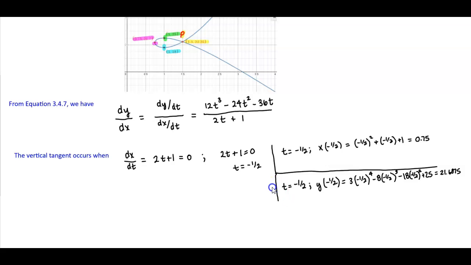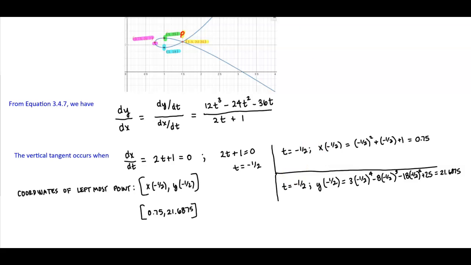So this tells us the exact coordinates of the leftmost point. The coordinates of the leftmost point are x of negative 1/2, comma, y of negative 1/2. And what we got was 0.75 and 21.6875. If we take a look here, we will notice that the leftmost point was located there.